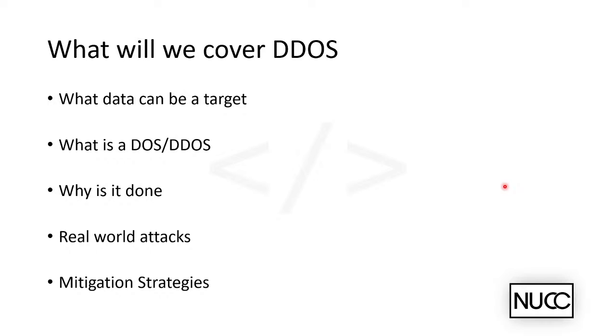So we're now just going to move on to a little bit about DoS and DDoS attacks that aren't run through hping3. So what data can be a target? What is it? Why do people do it? Real-world ones, like attacks that have been recorded, and the mitigation strategies that they employ to prevent it.